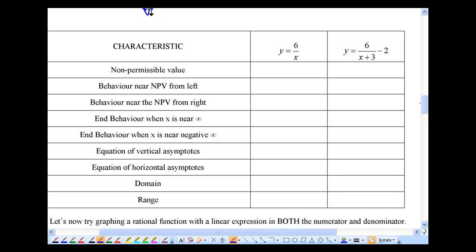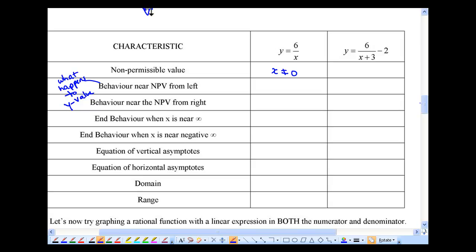Non-permissible value, that's the NPV, or where it's undefined. That's right, x cannot be equal to 0. Now, this is kind of interesting. It says the behavior near the non-permissible value from the left. Behavior meaning what happens to the y value, when x approaches this NPV from the left.